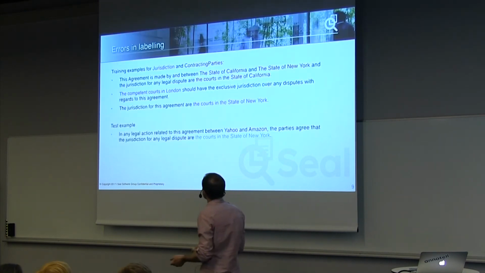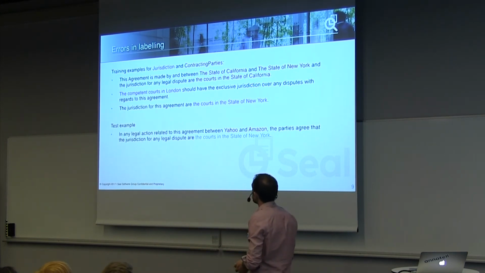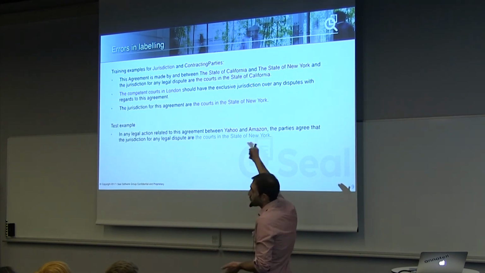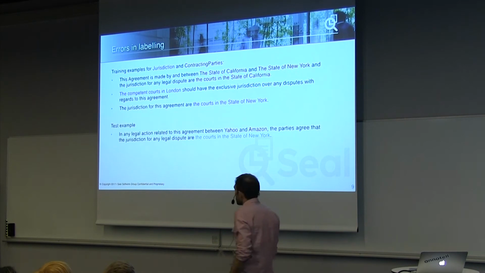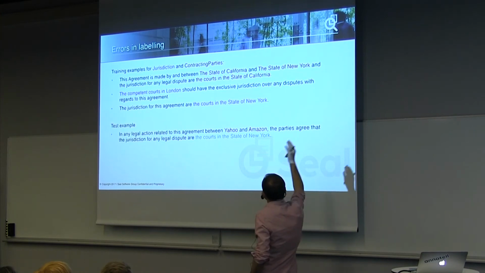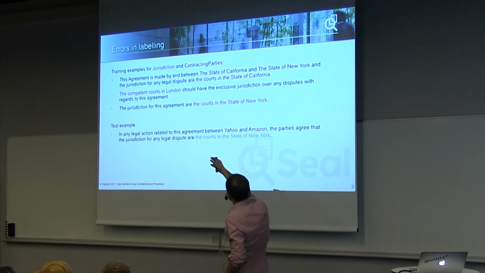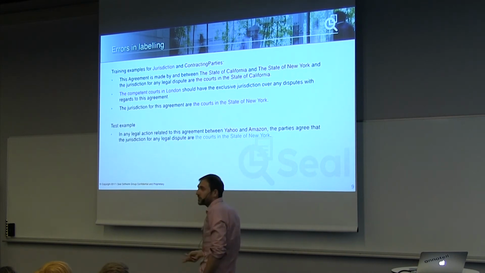So yeah, and here is an example so that you can really see. I've already introduced what contracting parties are. And then we have the jurisdiction, meaning in which courts the dispute will be handled. Now, if this agreement is made between the state of California and the state of New York, and the jurisdiction should be the courts in the state of California, the courts in the state of California were marked as contracting parties, which clearly they're not.